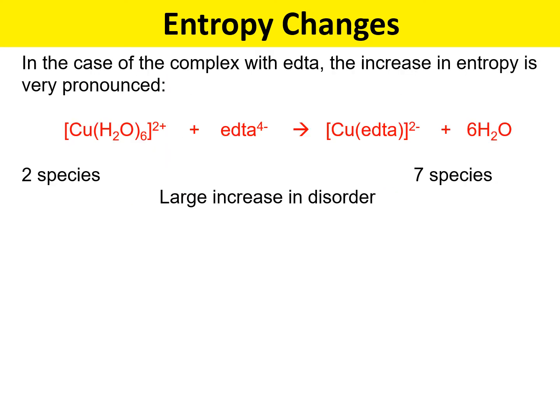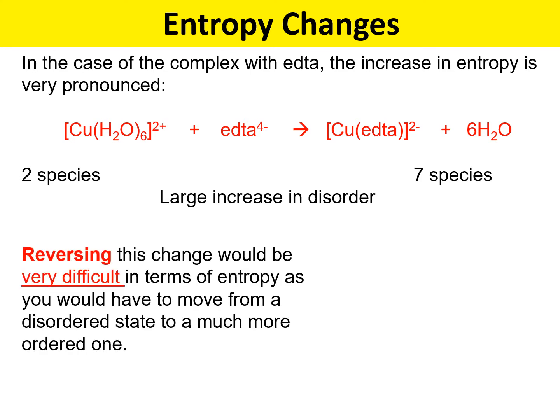In the case of the complex with EDTA, the increase in entropy is very pronounced. If we look at this equation, we can see that we are changing from 2 species on the left-hand side to 7 species on the right-hand side, and this leads to an increase in entropy. Reversing this change would be very difficult in terms of entropy, as you would have to move from a disordered state to a much more ordered one.